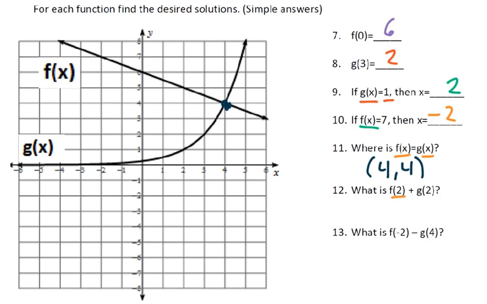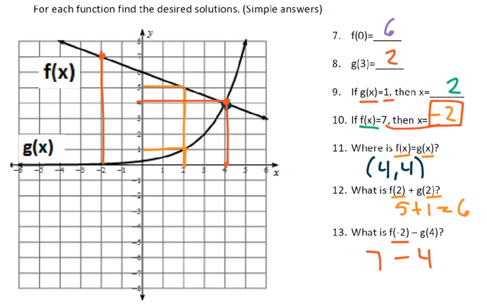So first we find out they've got the same input, so at 2. Our output is 1 for g of x, and for f of x it's 5. So what's 5 plus 1? That gives us 6. Okay, now negative 2. Negative 2 up to f is 7. Right? Goes back to that one. Minus g of 4. 4 is right here, up to g. That y value is 4, so 7 minus 4 gives us 3.